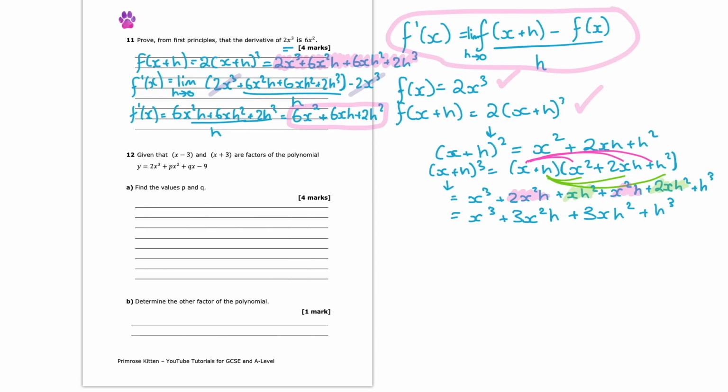But finally here, we need to remember that when h tends to 0, that is going to mean that the terms that have an h in them will also tend to 0, because they're being multiplied by a number getting closer and closer and closer to 0. So in that limit where h tends to 0, all that you're left with is 6x squared. And that is why, using the differentiation by first principles formula, the derivative of 2x cubed is 6x squared.